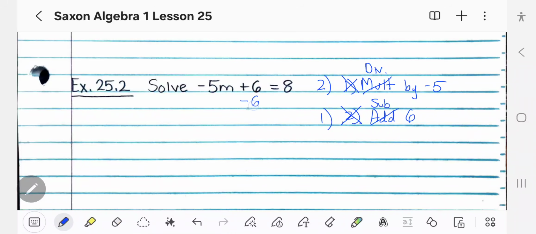You're always going to add or subtract first on these. Subtract 6 to make it go away. Subtract 6 on the other side to balance. -5m equals 2. All right, next I'm going to divide by -5. And I get m is equal to 2 divided by -5. You could just put the negative out front, or you can put it in the numerator. I think the book will usually have it out front. Let me check that. Yes, they wrote it out front.